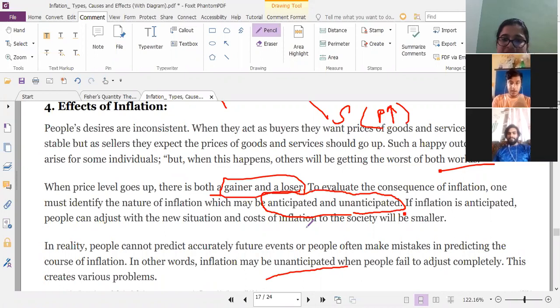Unanticipated is something which cannot be predicted. Anticipated is that which can be predicted. The future which can be predicted is anticipated, whereas those which cannot be predicted are unanticipated.